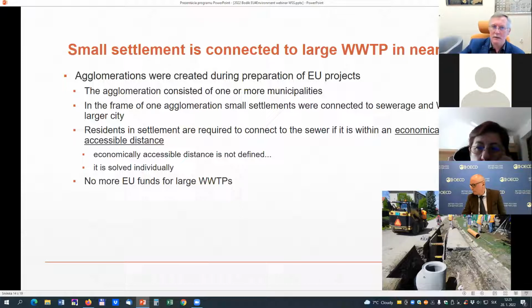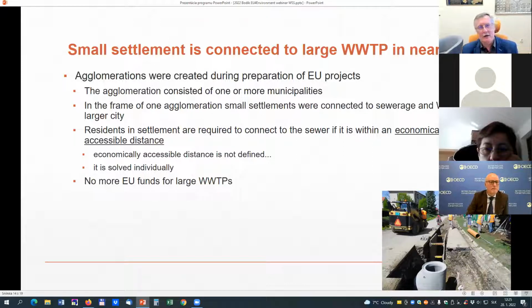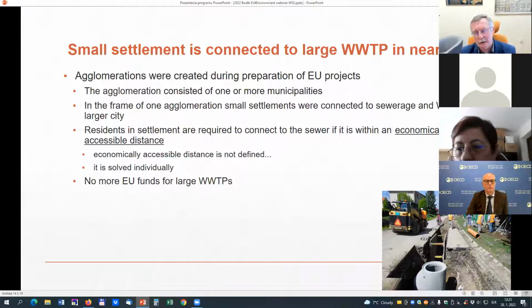The residents in these small settlements are required to connect to the sewer if it is within an economically accessible distance. This technical term is not easily explained and is not defined officially, but it is resolved individually. Adriana told about this, that there is some resistance of people to connect to the new wastewater sewage. It is the same situation in the Slovak Republic in rural settlements, that people are resistant to this connection, because they think that it will be too expensive and so on.